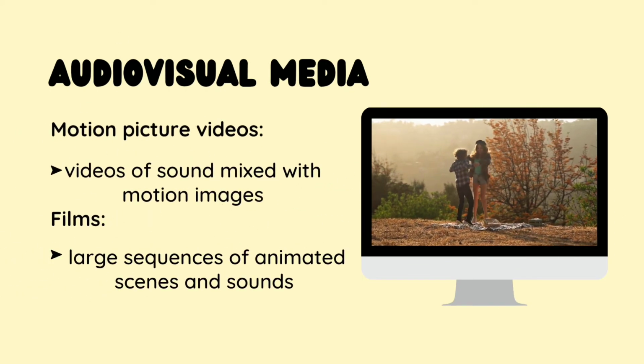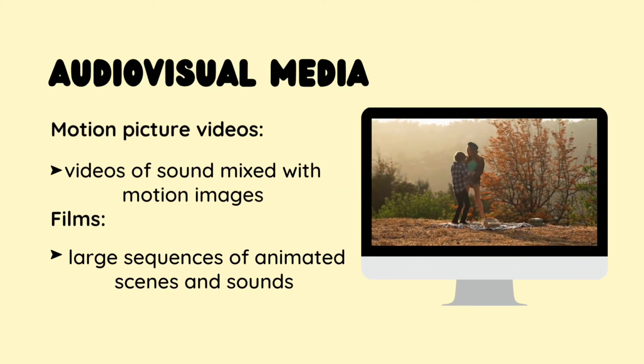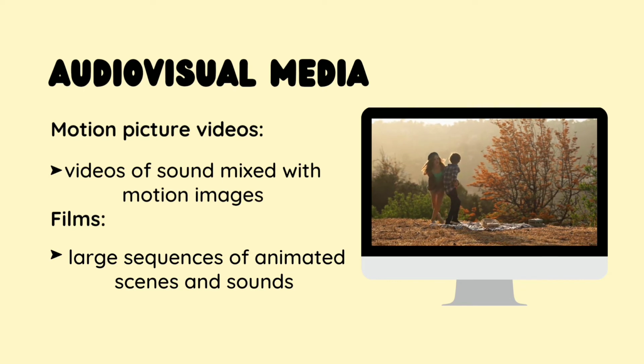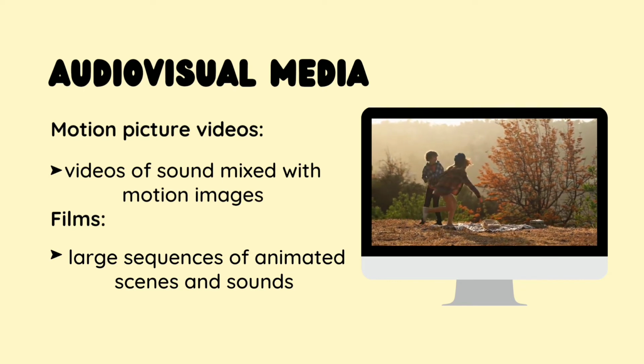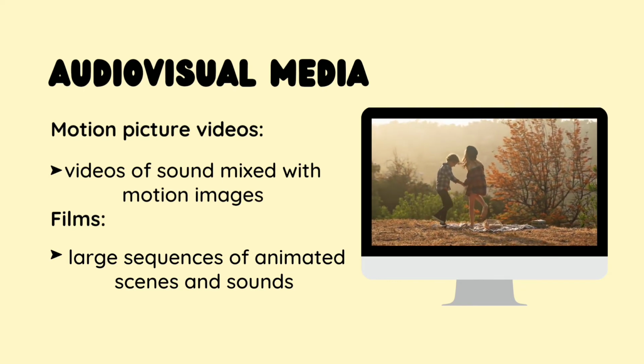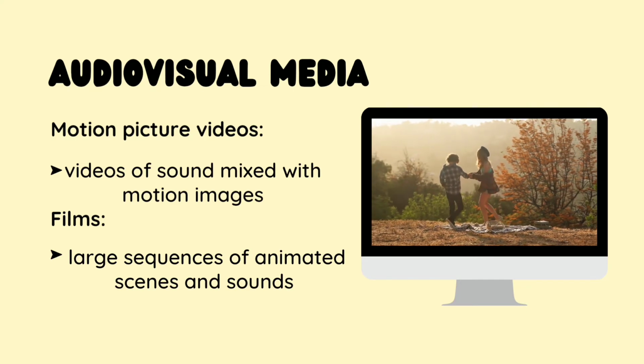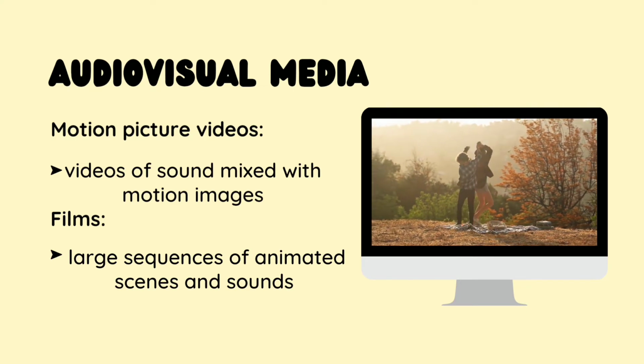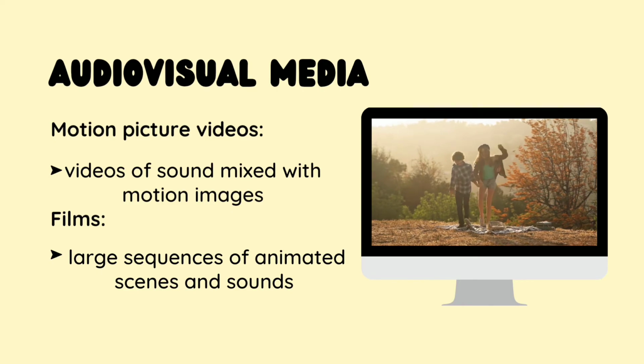In audiovisual media, we have motion picture videos. They are videos of sound mixed with motion images. Second are films, which we are familiar with, and they are defined as large sequences of animated scenes and sounds.